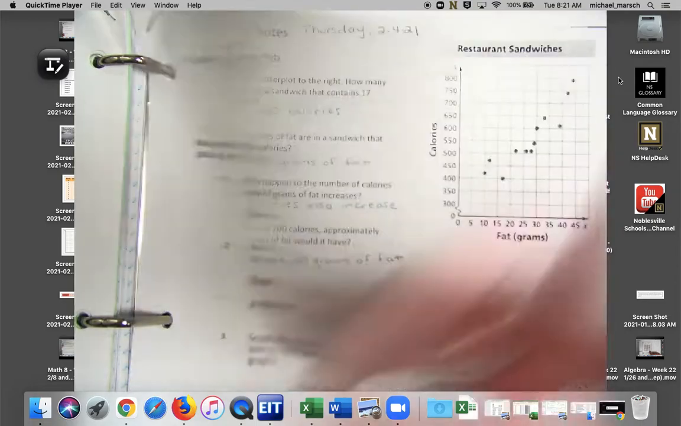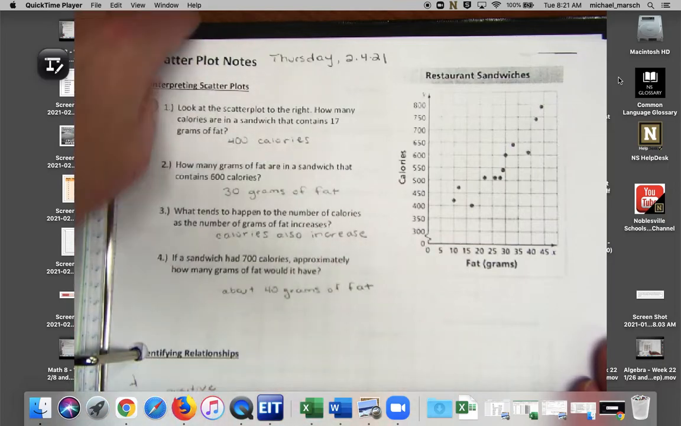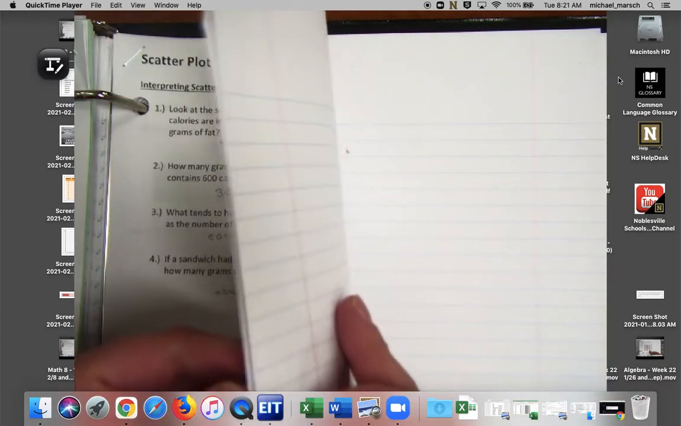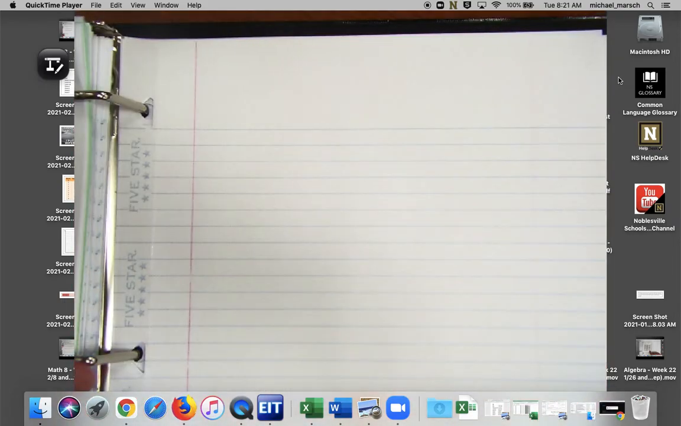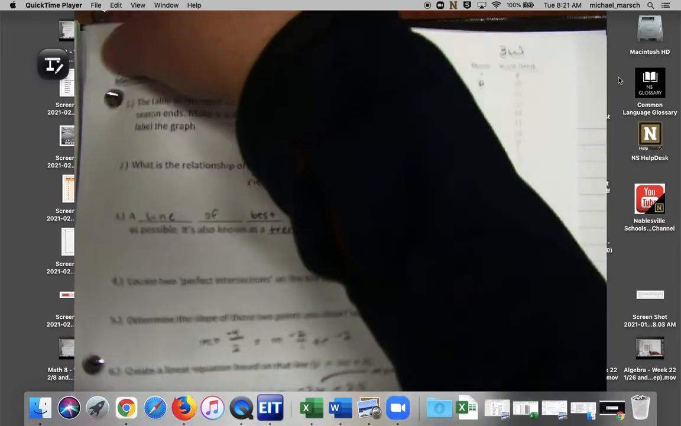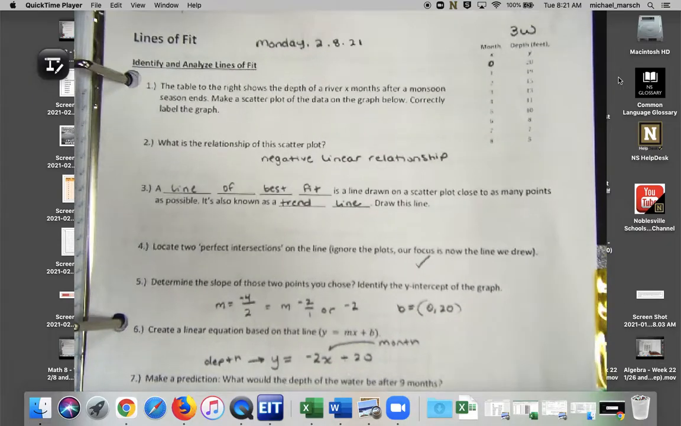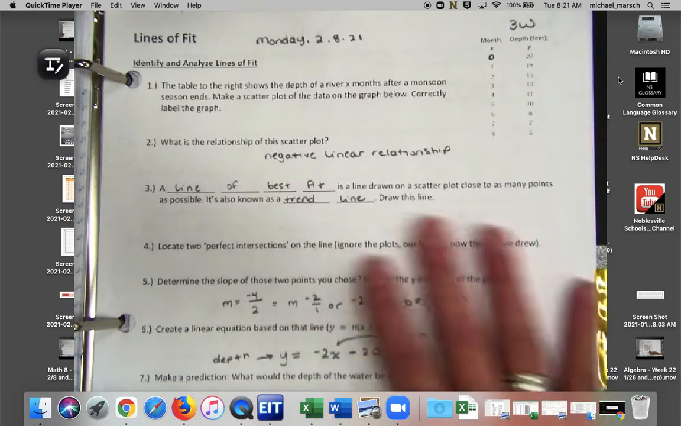And then we took scatter plot notes last week. Okay, this was the notes packet we filled out. And then we took notes just yesterday over, let me pull this up. Where is it? It's called Lines of Fit. And we made a trend line, also known as a line of best fit. We created the equation. So this is where you should be. This is where all your papers should be.